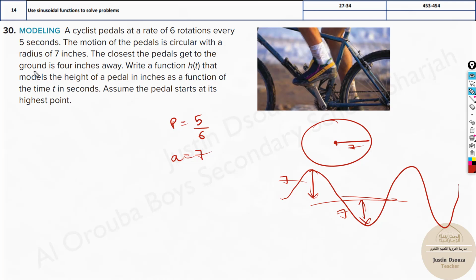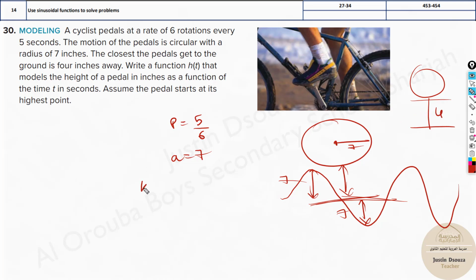And the closest the pedal gets to the ground is 4 inches away. When you cycle it out, the ground is how much away? It is 4 inches. Okay, this is not at all joining graphs. These are two separate graphs. If this is the pedal, there is 4 inches away. So this is to find the midline.